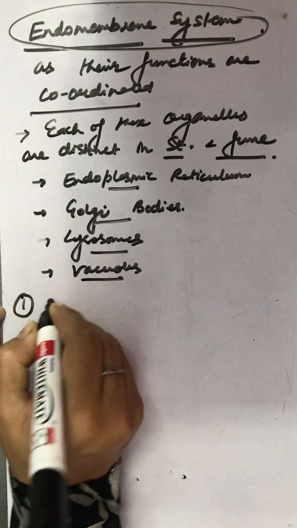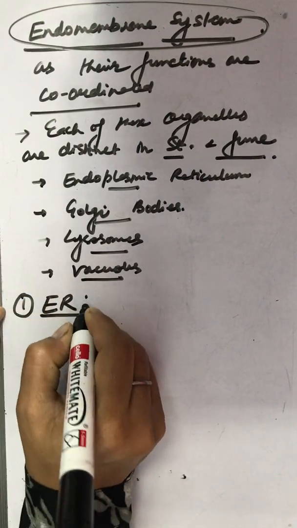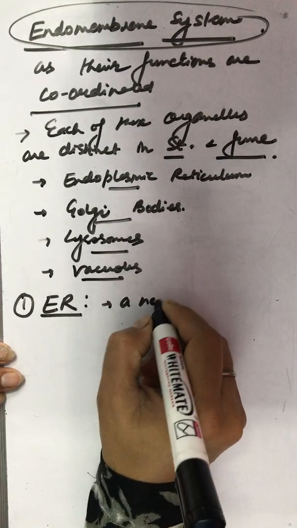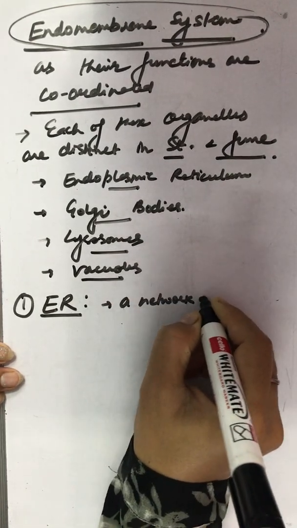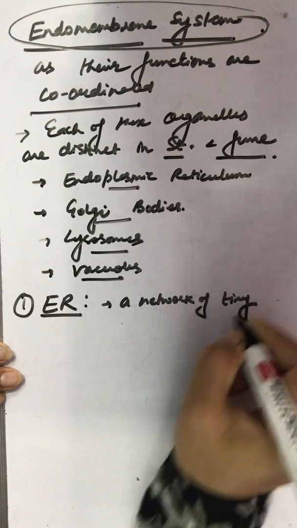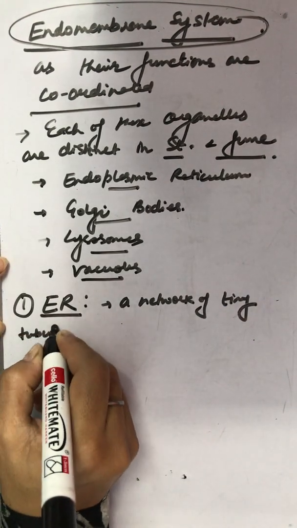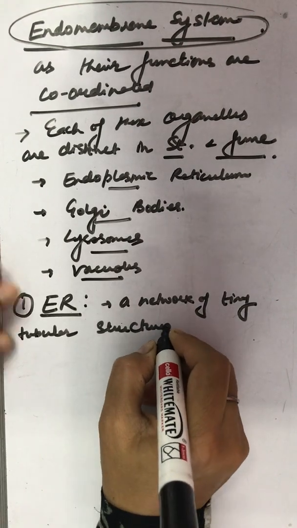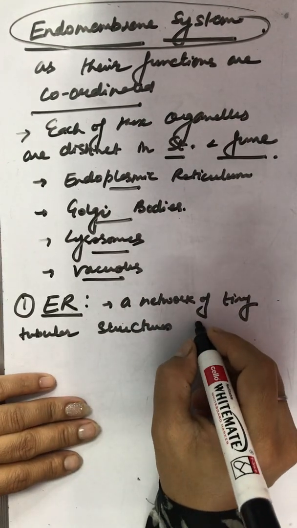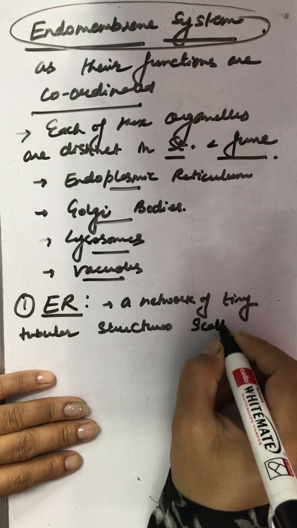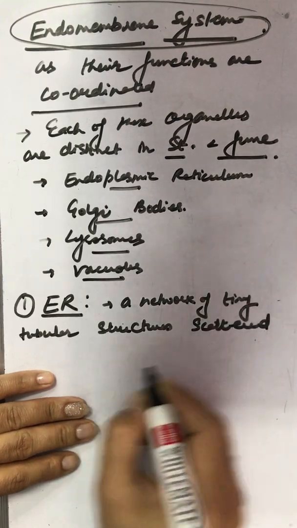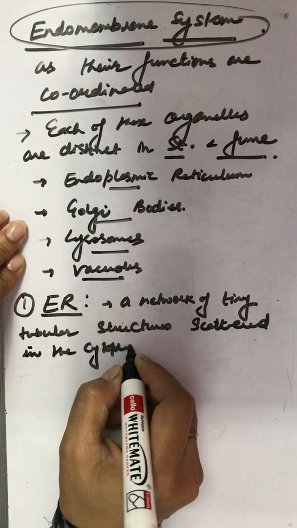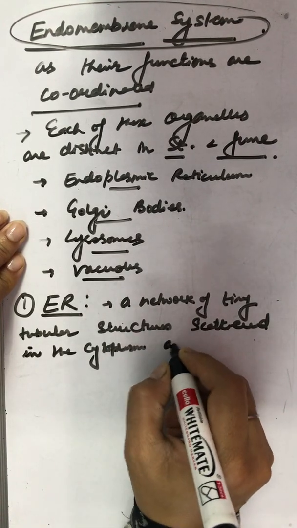First of all, endoplasmic reticulum. What is it? A network of tiny tubular structures which are scattered in the cytoplasm. Where? Around the nucleus.